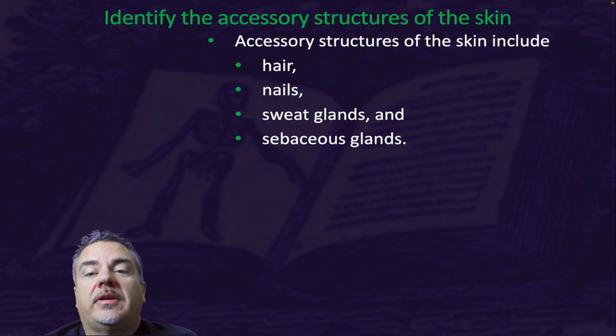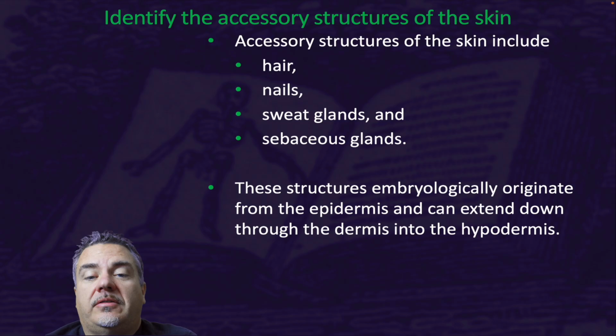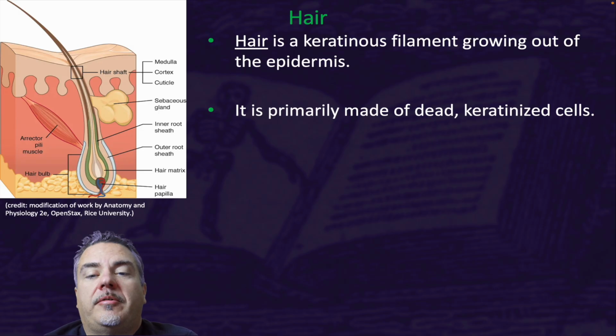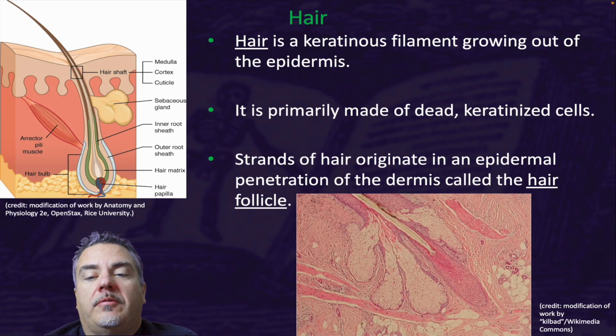Accessory structures of the skin include hair, nails, sweat glands, and sebaceous glands. These structures embryologically originate from the epidermis and can extend down through the dermis into the hypodermis. Hair is a keratinous filament growing out of the epidermis. It is primarily made of dead, keratinized cells. Strands of hair originate in an epidermal penetration of the dermis called the hair follicle.